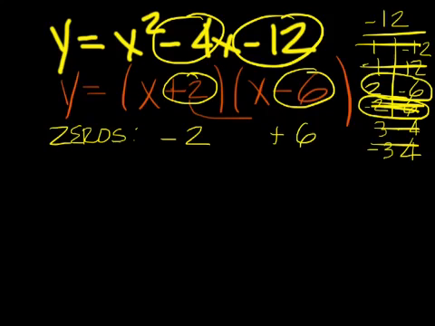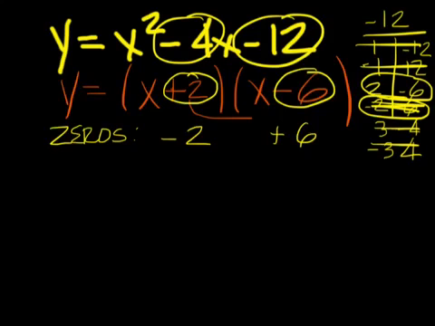But to solve it, to get the zeros, you have to do the opposite of what you put in. Because when you set these equal to 0, you end up just moving them and changing the sign. So it's negative 2 and 6. So that's where it's going to cross the x-axis on the graph, negative 2 and 6.